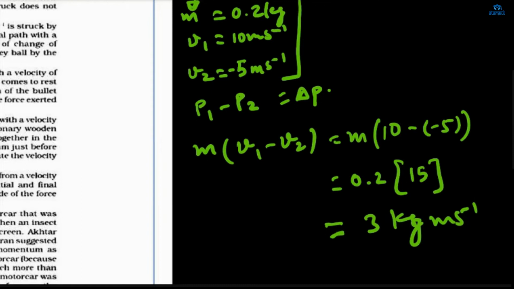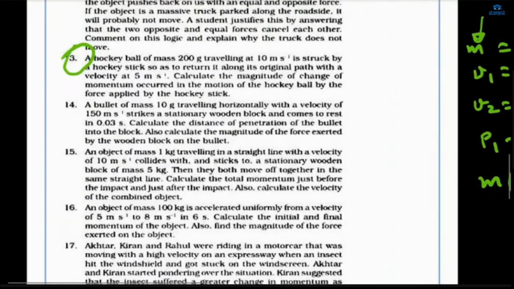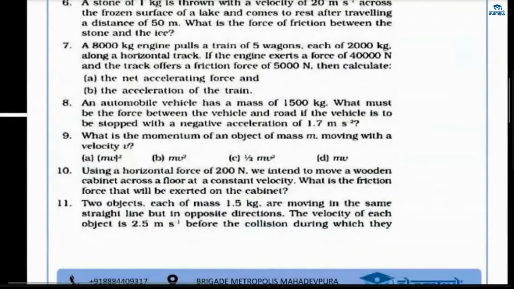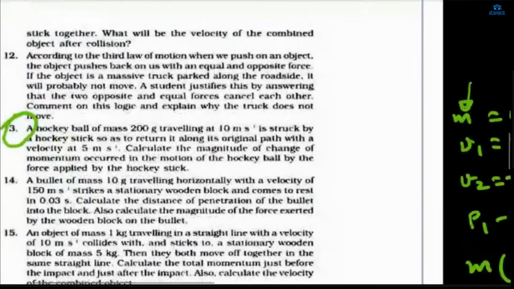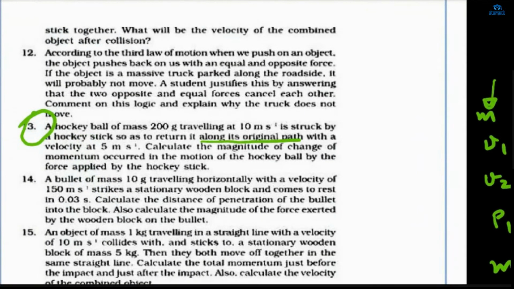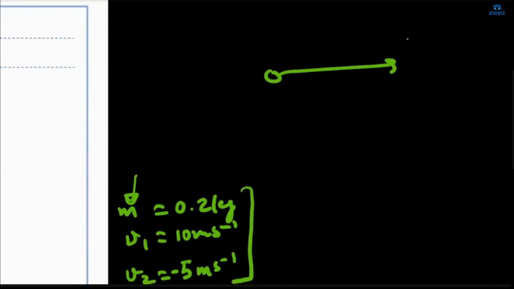Yes or no? Yes, ma'am. Because for the first one, P1 is equal to 2 and P2 is equal to minus 1. If you subtract both of them, you get 2 plus 1, which is 3. Ma'am, why is P2 negative? Is it because it has followed the same path? Because the question says return it along its original path. It means if a ball was going in this direction and the hockey stick hits it, it follows the same path in the opposite direction, but the magnitude of velocity has changed.